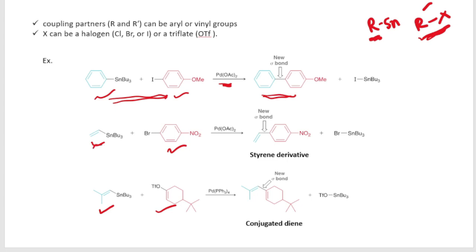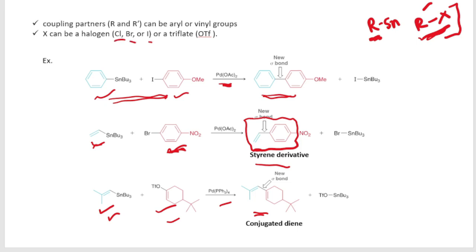When one vinyl reacts with aryl, it will give you a styrene derivative. This is the styrene part. And when two vinyls react in the presence of palladium, they will give you a conjugated diene. Regarding the X part, X can be any halogen like chlorine, bromine, and iodine.